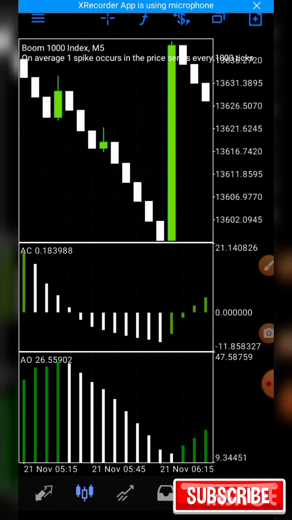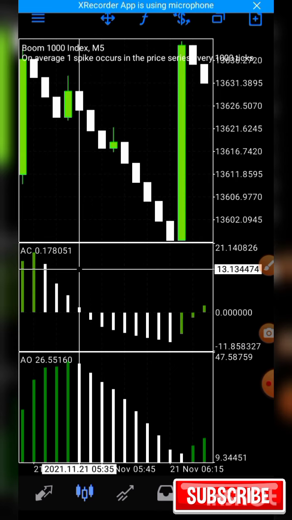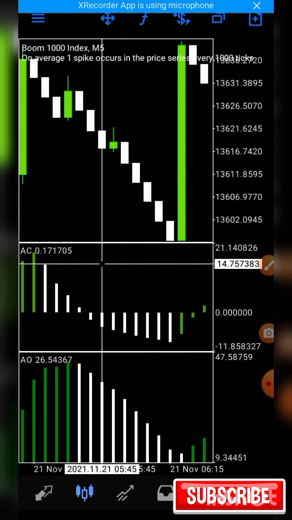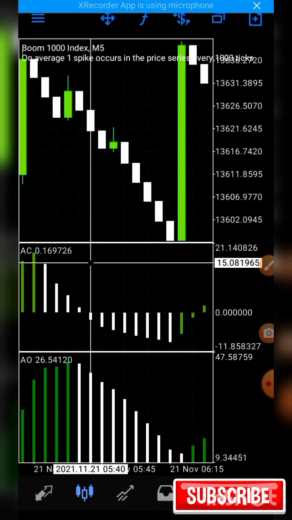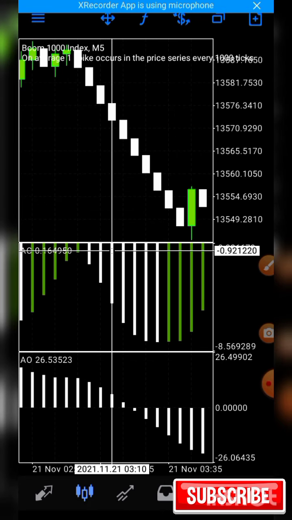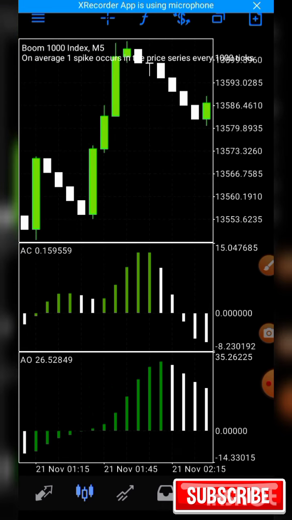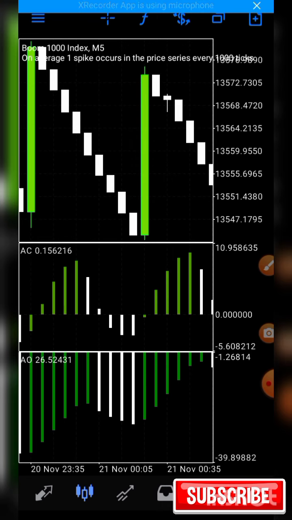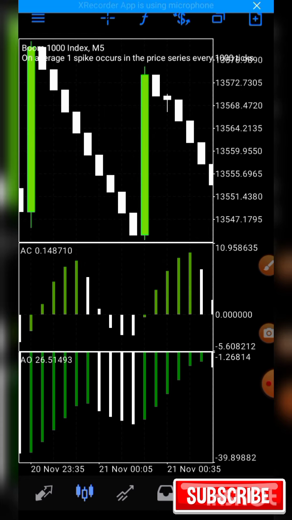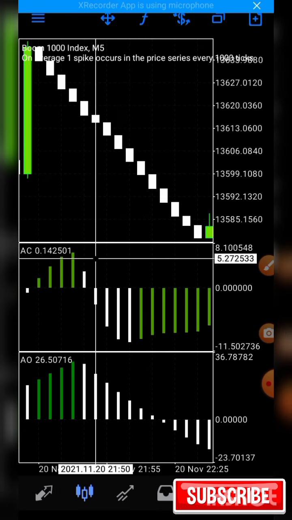Other trades, as you can see here, all becoming white. You see the AC and the AO becoming white. So 1, 2, you are out of the market. 2 candlesticks, you sell and you are out of the market. Now let's see here. 1, 2, you are out of the market. This is another trade again, all becoming white. 1, 2, you are out of the market.